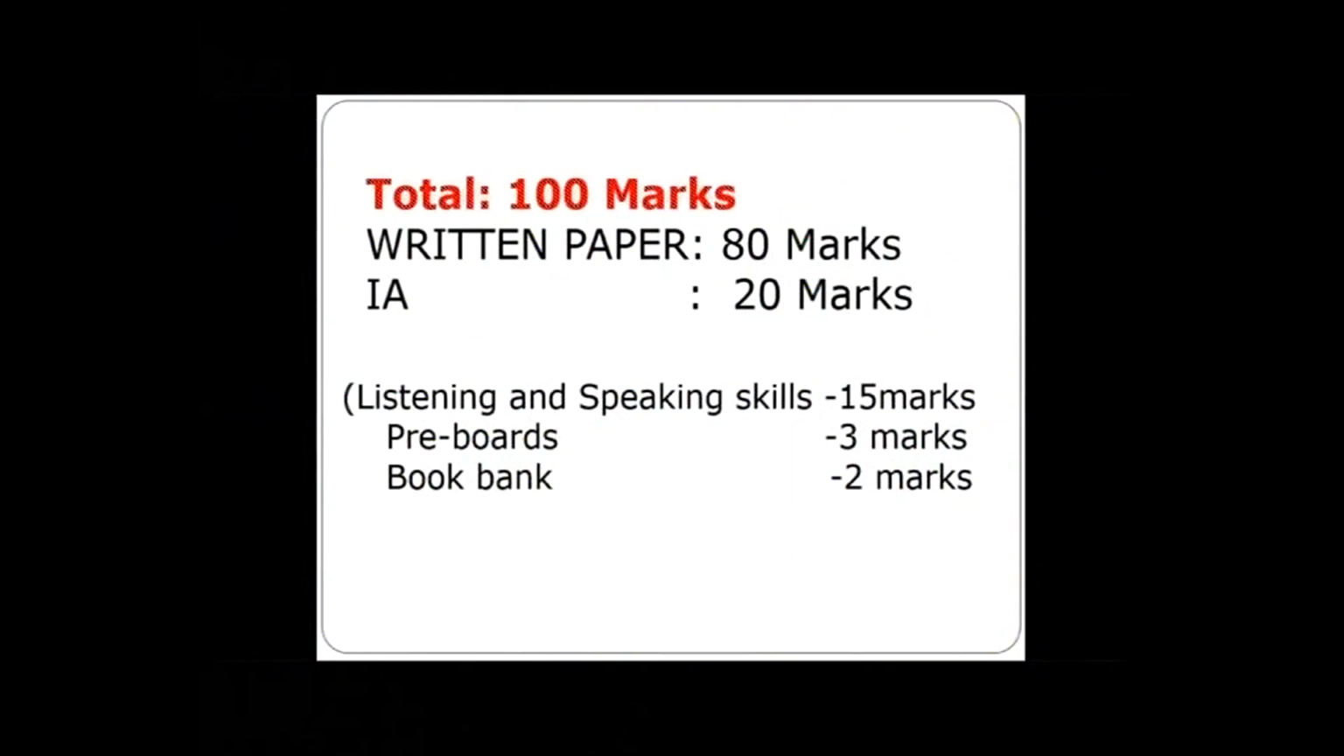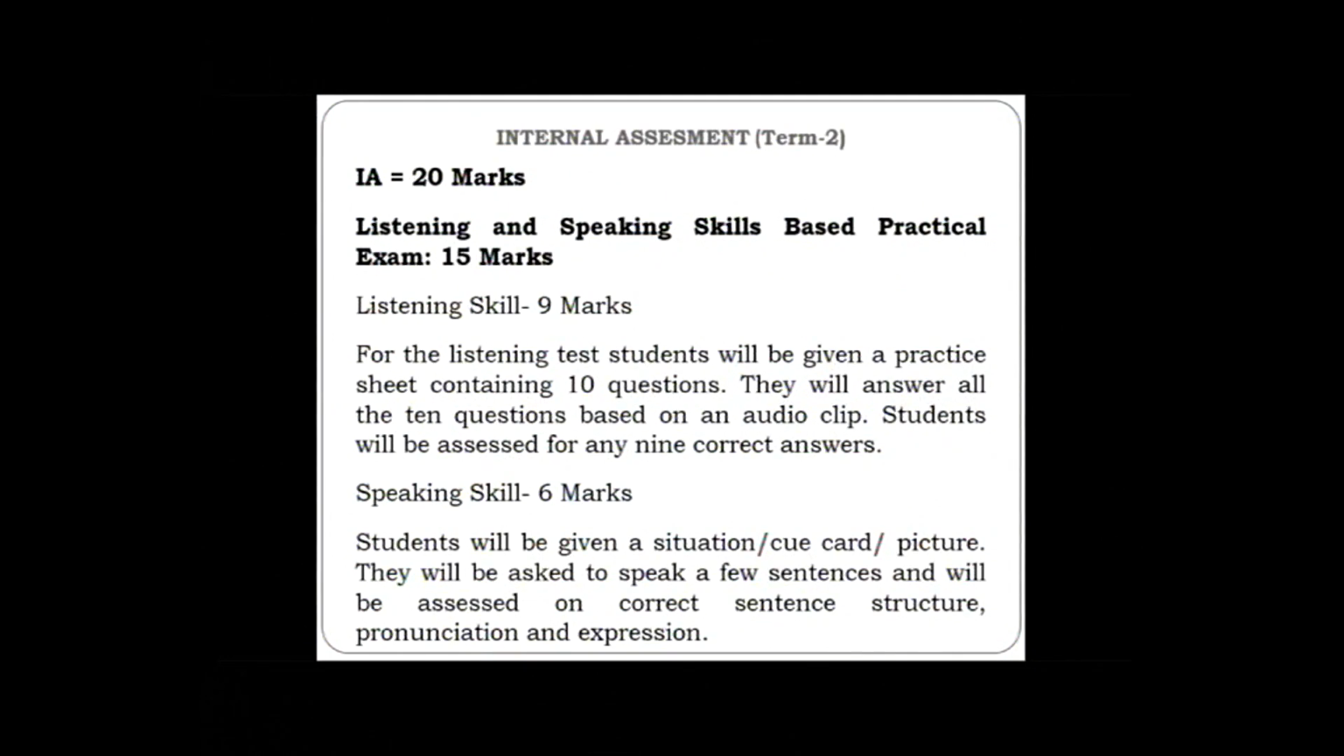So let's begin with again the explanation of the distribution of marks, written paper carrying 80 marks and internal assessment carrying 20 marks. We repeat this in every lecture to reinforce it in your mind. So listening and speaking, these carry 15 marks. And the distribution of these 15 marks is listening skill carries 9 marks and speaking skill carries 6 marks.